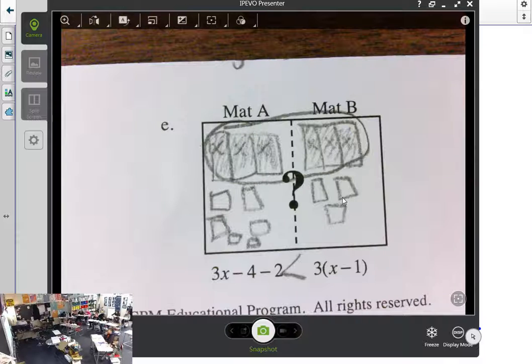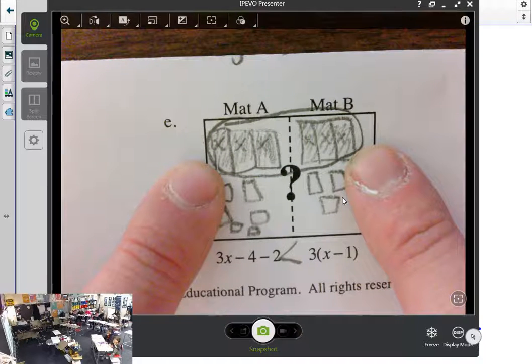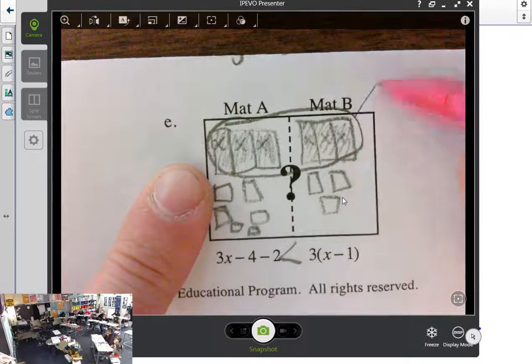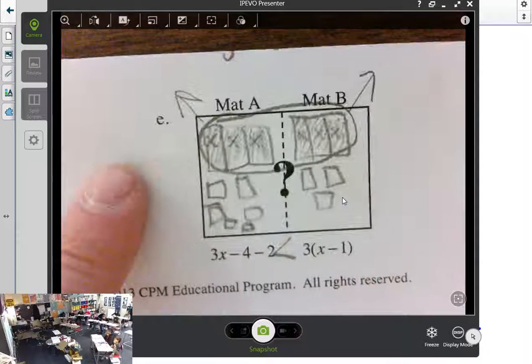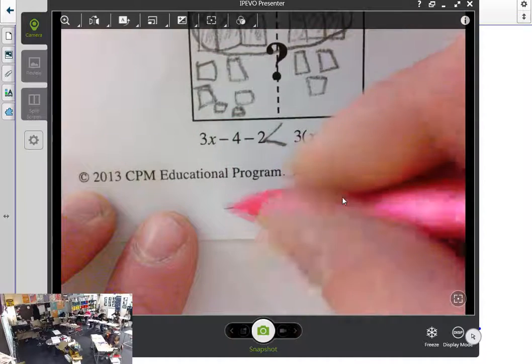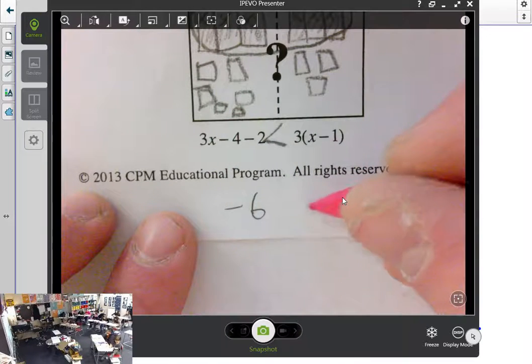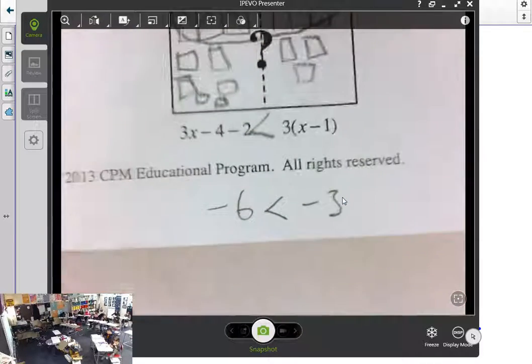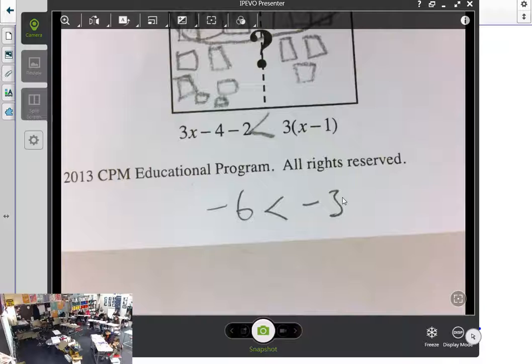He then did what type of cancel? 0 pairs or balanced pairs? Were these 0 pairs or balanced pairs? Balanced, right? They're on both sides. So he did the same thing on both sides, took away 3 X's, and he ended up with a final value of -6 on the left compared to -3 on the right. And he found out that -6 is less than -3. We know that because -6 is lower. Questions on this?